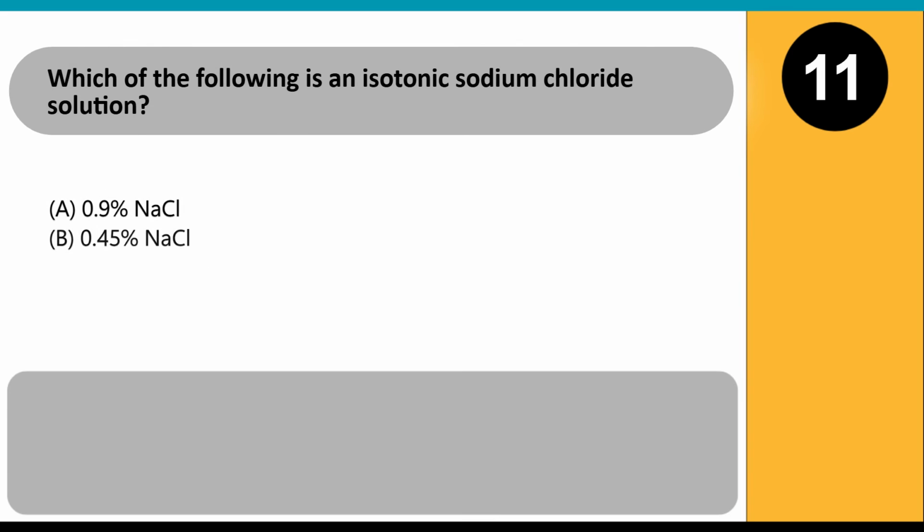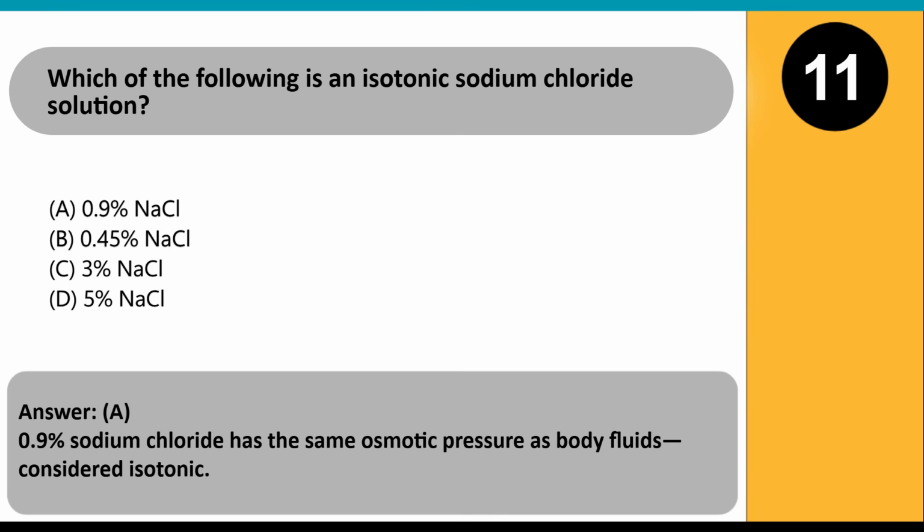Which of the following is an isotonic sodium chloride solution? A. 0.9% NaCl. B. 0.45% NaCl. C. 3% NaCl. D. 5% NaCl. Answer: A. 0.9% sodium chloride has the same osmotic pressure as body fluids, considered isotonic.